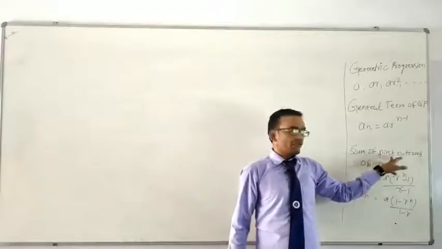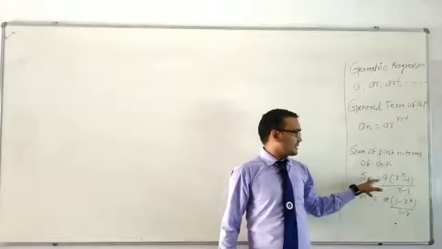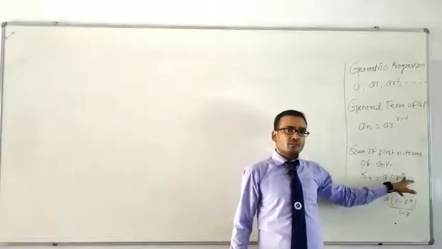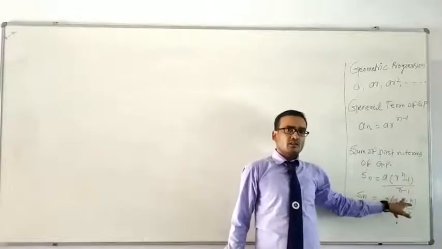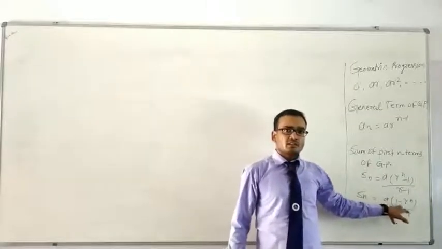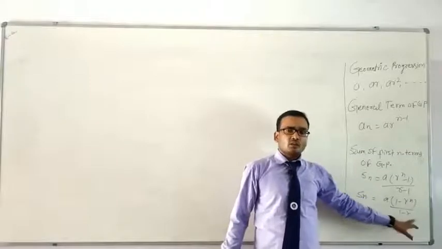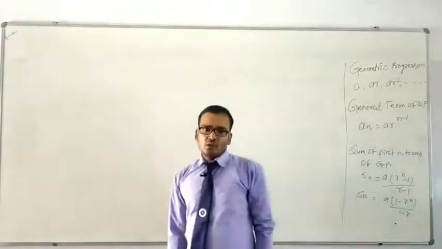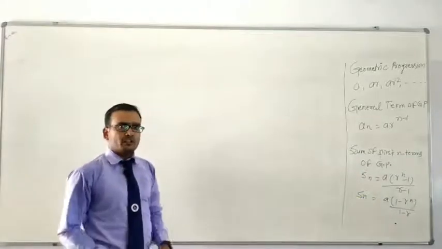Sum of the first n terms of the GP, S_n equal to a (r to the power n minus 1) upon r minus 1, or S_n equal to a (1 minus r to the power n) upon 1 minus r. Today we are going to discuss geometric mean.